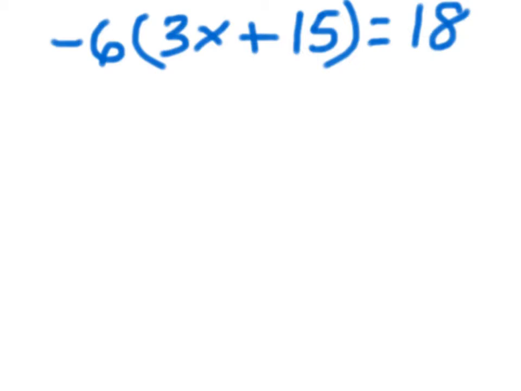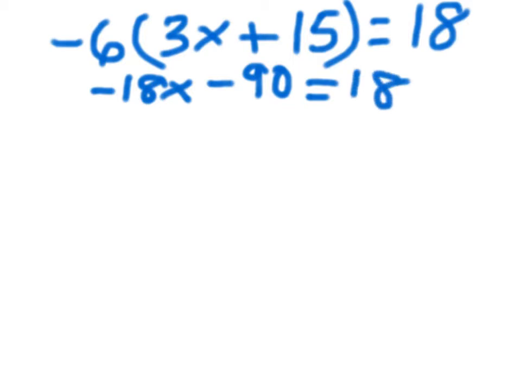Okay, we're going to add to this. I'm going to multiply negative 6 times 3x. That gives me negative 18x plus, that is going to be a minus because I'm taking a negative times a positive. That always gives me a negative answer. Let's see here. We got 10 times 6 is 60, 90, so that should be negative 90 equals 18. I got the negative 90 because negative 6 times 15 gives me 90.